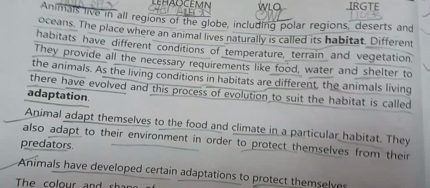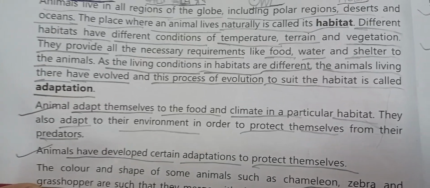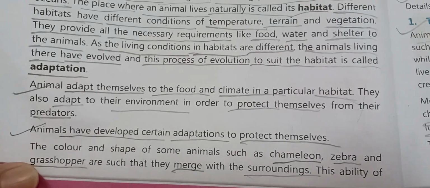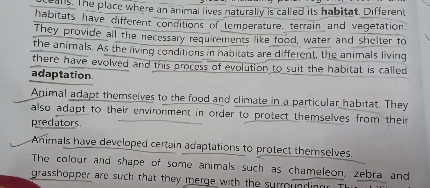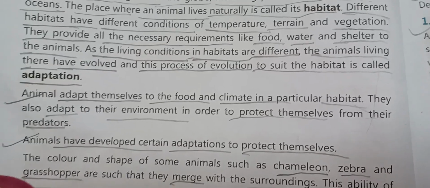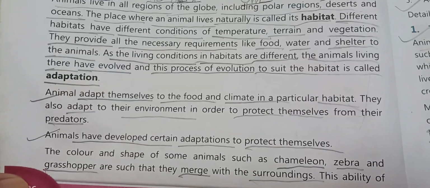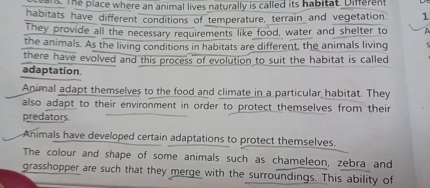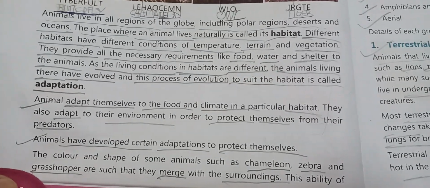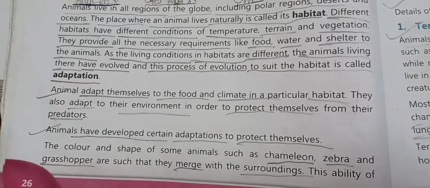As the living conditions in habitats are different, the animals living there have evolved, and this process of evolution to suit the habitat is called adaptation. Animals adapt themselves to the food and climate in a particular habitat. They also adapt to their environment in order to protect themselves from their predators. Animals have developed certain adaptations to protect themselves.